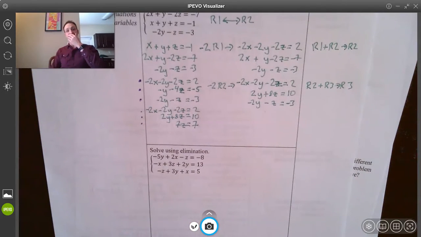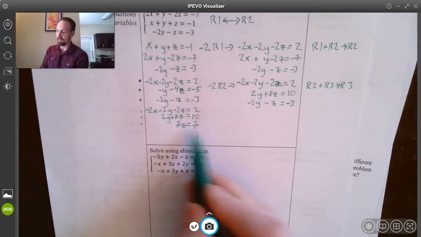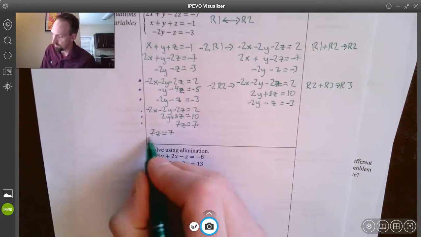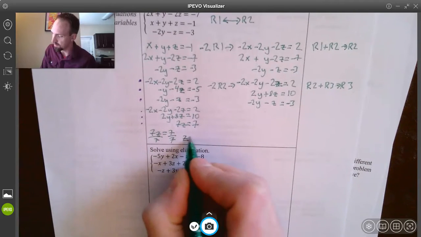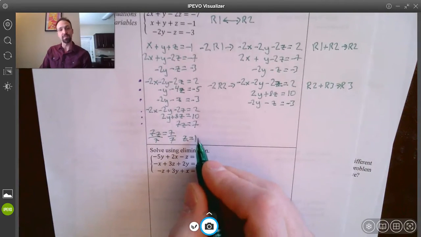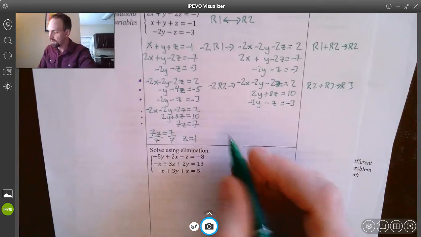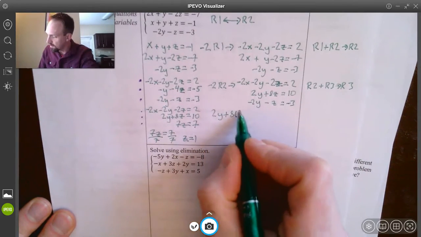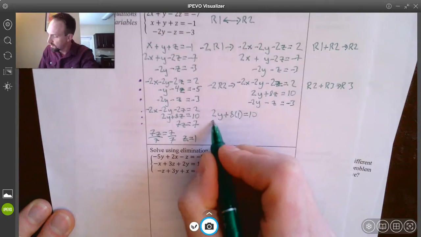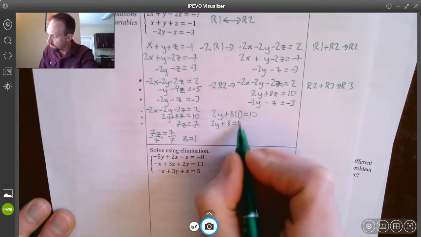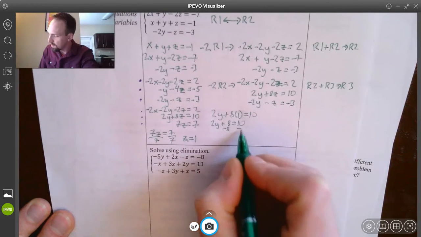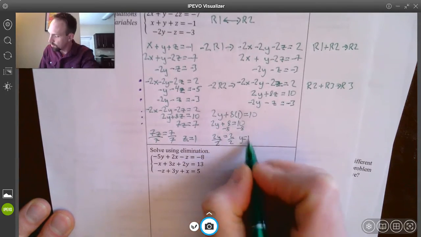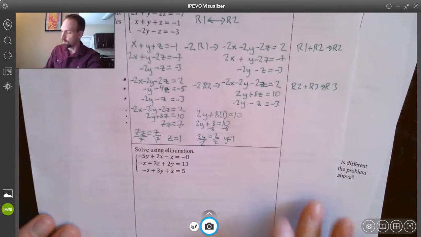So now that I have one of the variables, I can just set 7z equals 7, divide by 7, and I get z equals 1. Now I can back substitute that into my second row to find y. So I have 2y plus 8 times 1 equals 10. So 2y plus 8 equals 10. So minus 8, I get 2y equals 2. So y equals 1. And then I can back substitute that into my first one.